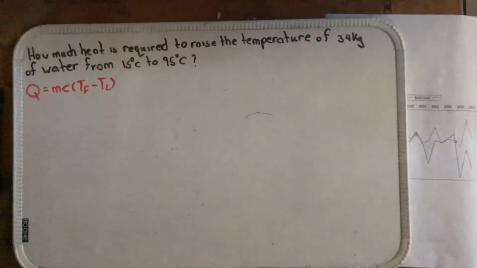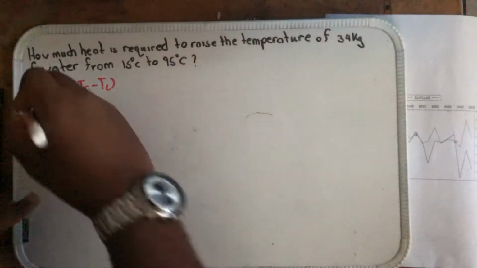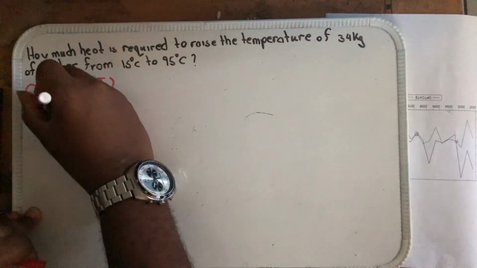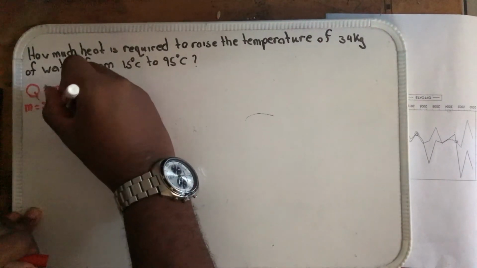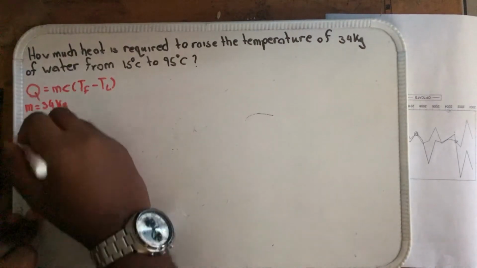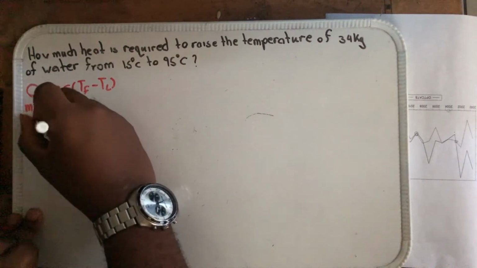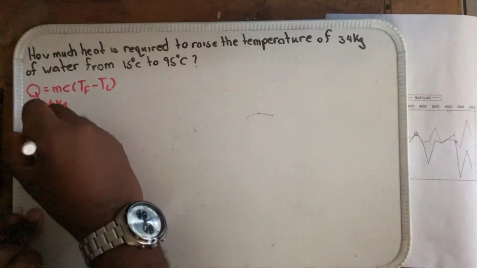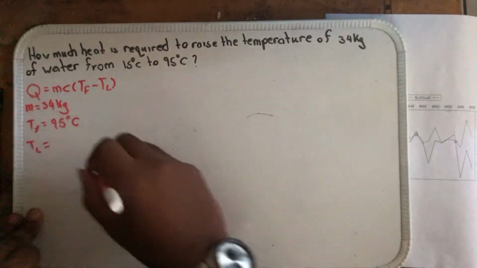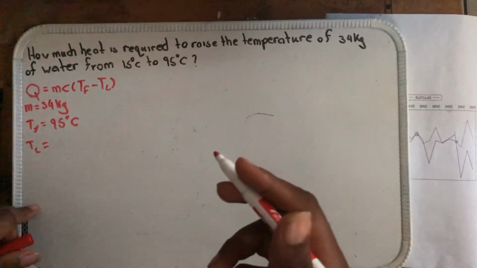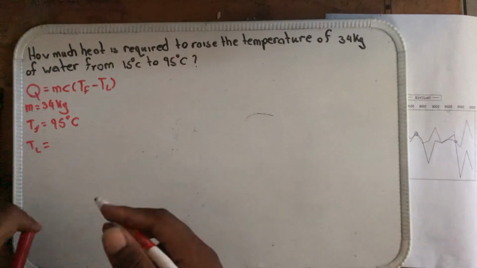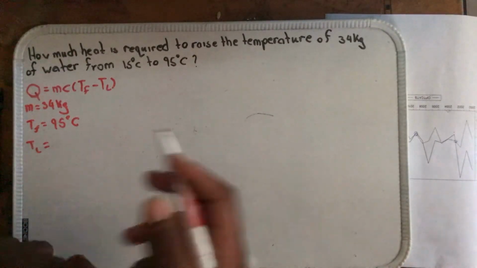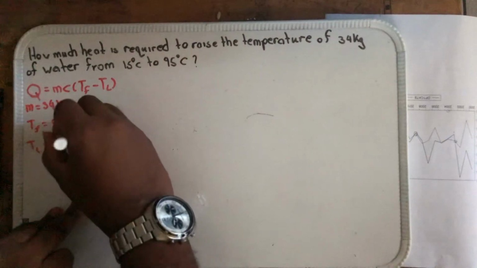So how are we going to tackle this problem? It's plug and chug. We have all our variables. We know the mass, which is 34 kilograms. We know temperature final, which is 95 degrees Celsius. For the most part, you're going to be working in Celsius here, unless they specify otherwise. But the two most common temperature units would be Celsius and Kelvin in these problems.